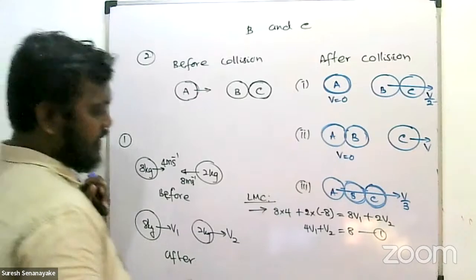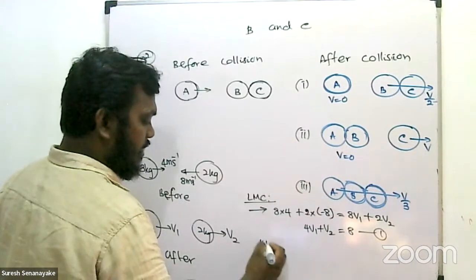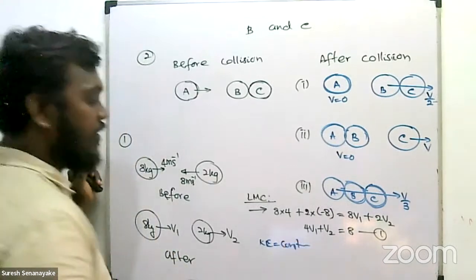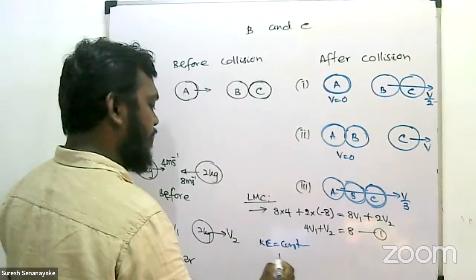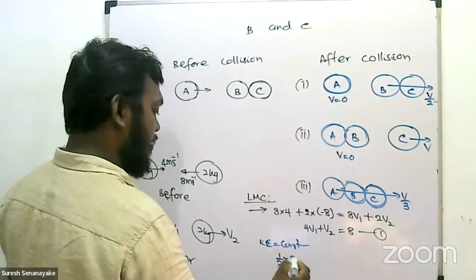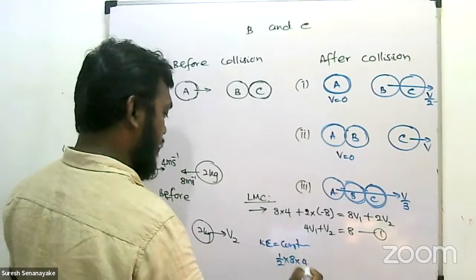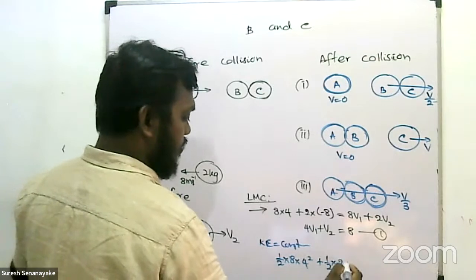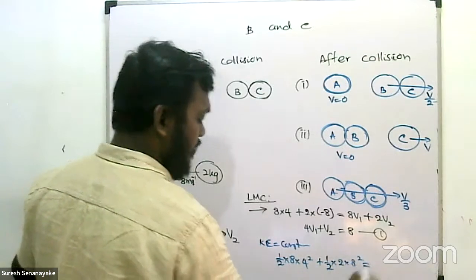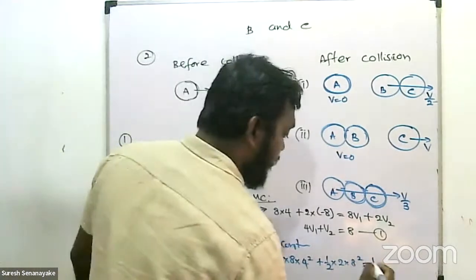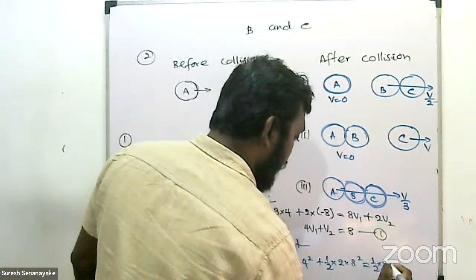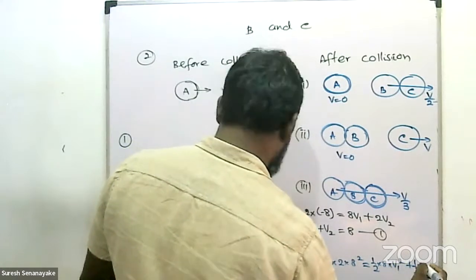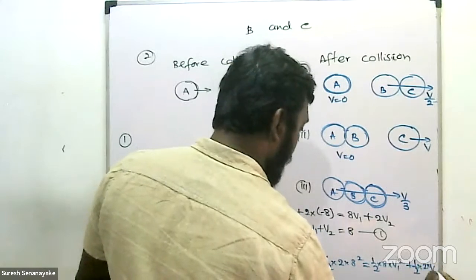If the collision is elastic, you can use the kinetic energy concept. Kinetic energy is constant because the collision is elastic. So the initial kinetic energy is half times 8 times 4 square, plus half times 2 times 8 square, and this equals half times 8 times v1 square plus half times 2 times v2 square.